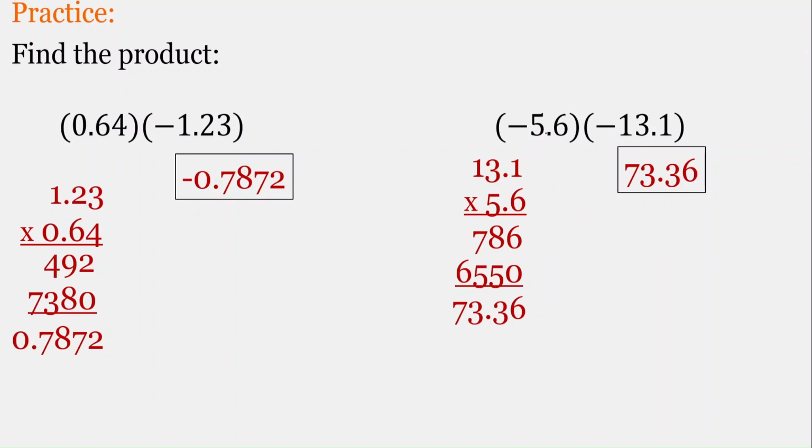Same thing with the second one. I had 5.6 times 13.1. I went ahead and switched this order. So multiply 13.1 times 5.6. Ended up with 73.36. Both of the original factors were negative, so the answer is positive.